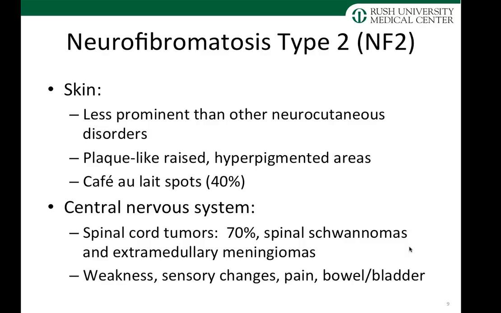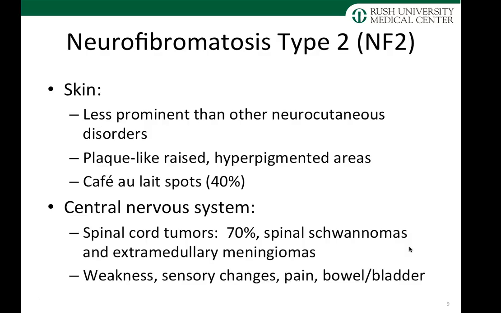So let's move to neurofibromatosis type 2. This particular disease has less prominent skin manifestations than other neurocutaneous disorders. These patients will also have cafe au lait spots, about 40% of them, and they will also have these plaque-like raised hyperpigmented areas that are a little bit different in appearance to the cafe au lait spots. There are several tumor types that are associated with NF2 in the central nervous system. Spinal cord tumors will occur in approximately 70% of patients with NF2. You will see spinal schwannomas and extramedullary meningiomas as well.